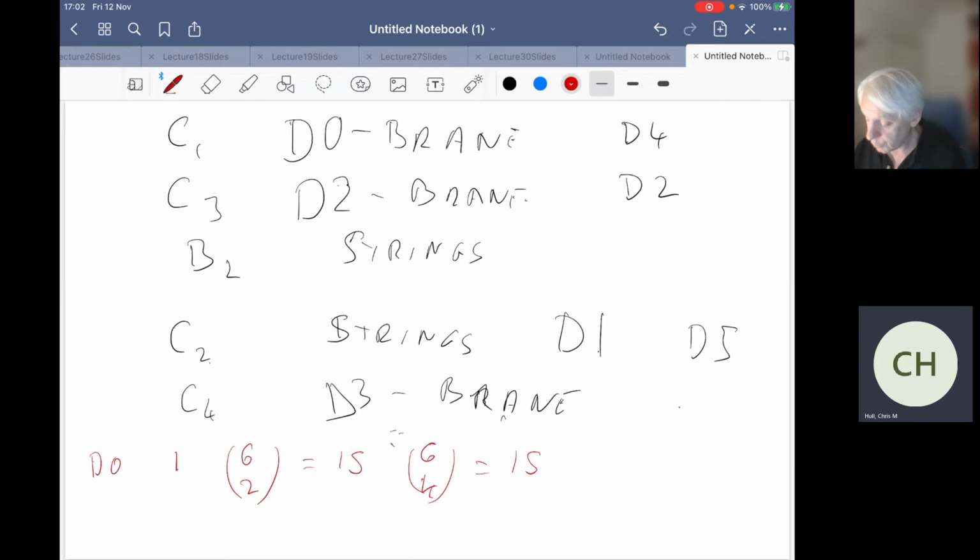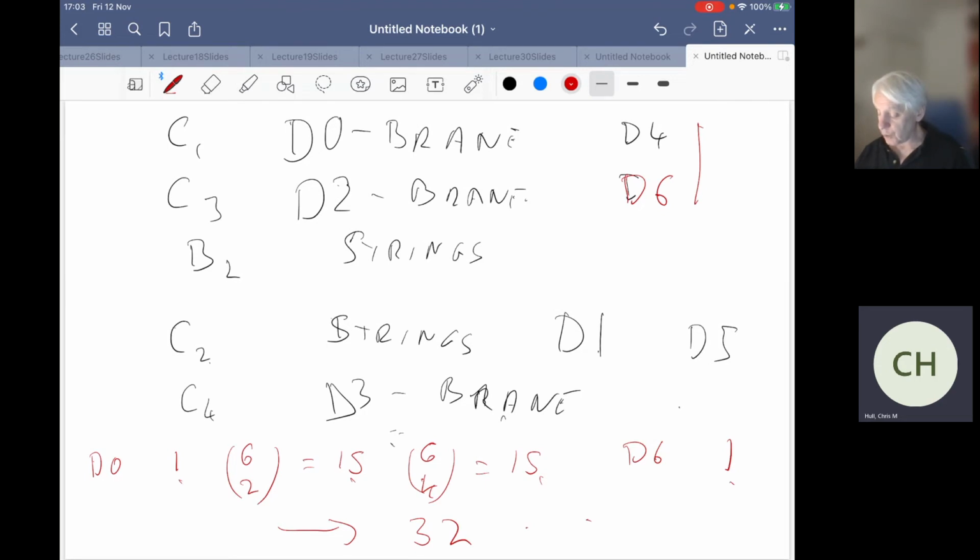Sorry, that should have been a D6 brane. And from the D6 brane, we get 1. And then adding this up, we get 1 plus 15 plus 15 plus 1, which gives the 32 we were looking for. So we understand the 32 Ramond charges as arising from the various D branes of the 2A theory wrapped on the 6 torus.